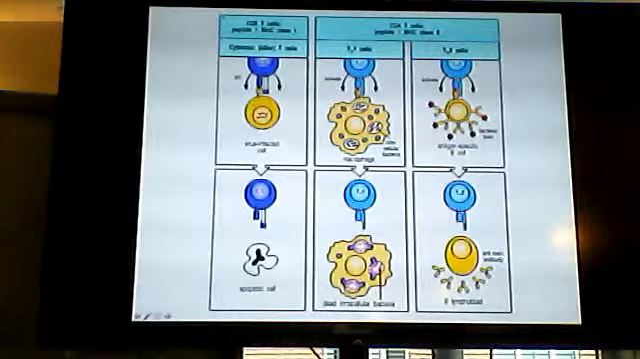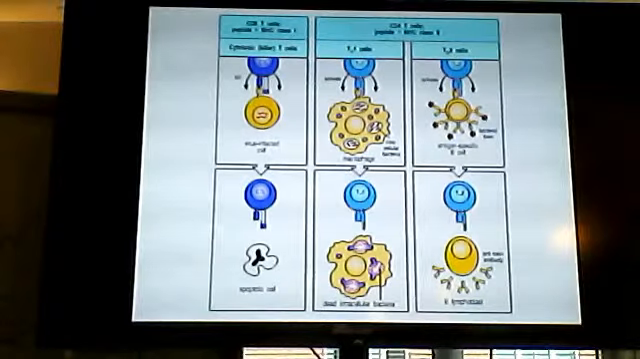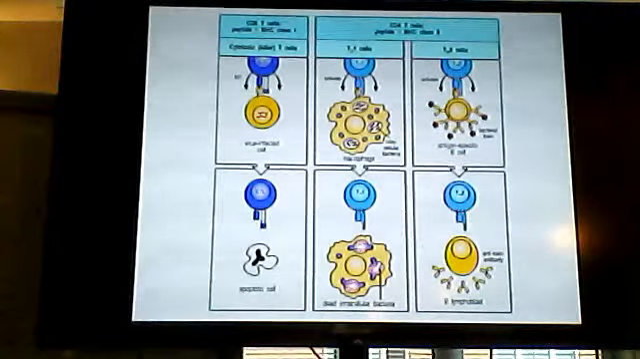CD8 T cells are your cytotoxic class 1 T cells that bind with MHC class 1 because it's to detect a virus-infected cell. So if the virus infects your cell, your antigens are a little bit different. Then your T cell will pick up on that and be able to induce apoptosis.